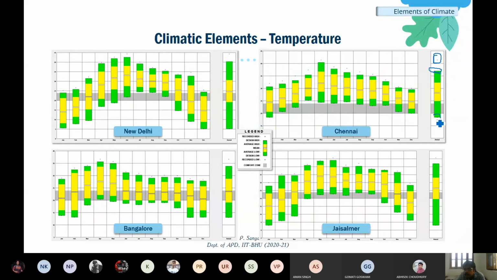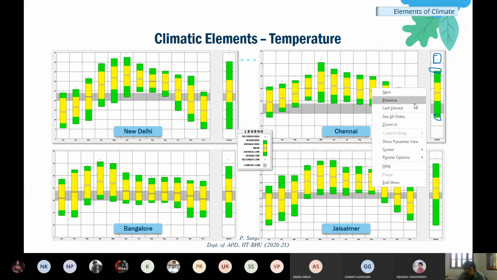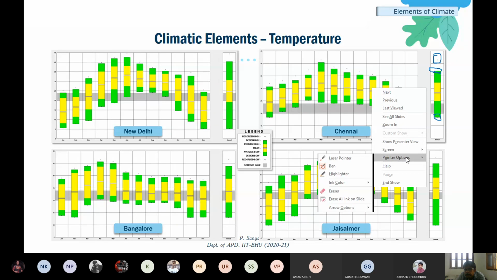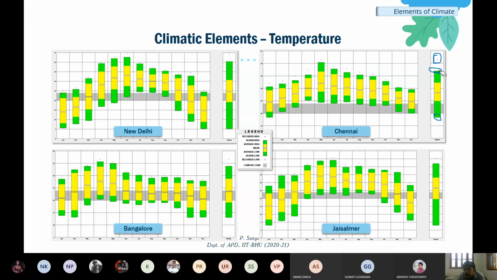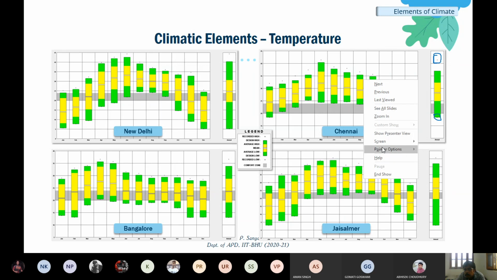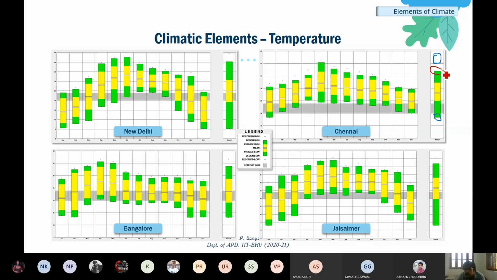37. But the extremities, if you talk, this is the mean. Mean high and mean low. Where is the average? What is the annual average? 28. Okay, acceptable at 28 degrees Celsius. And overall, let's leave it. This is the comfort zone.